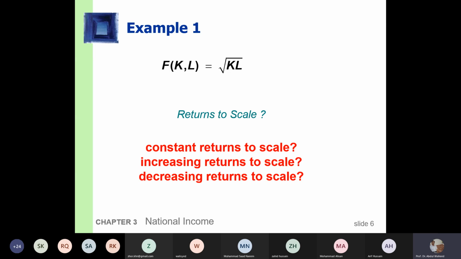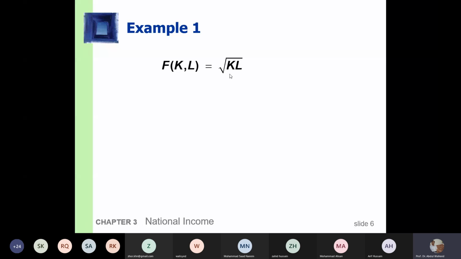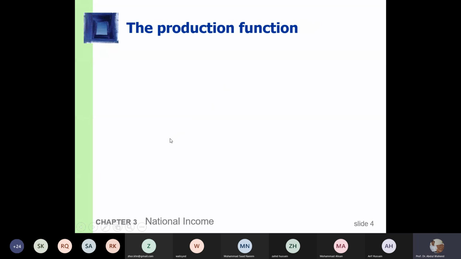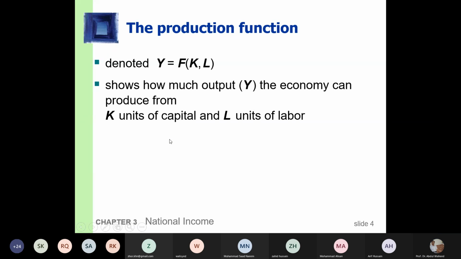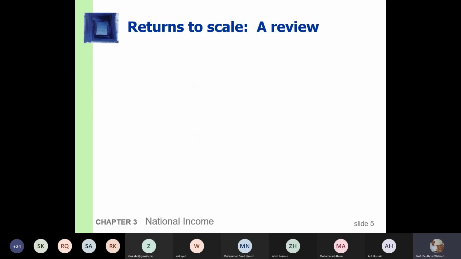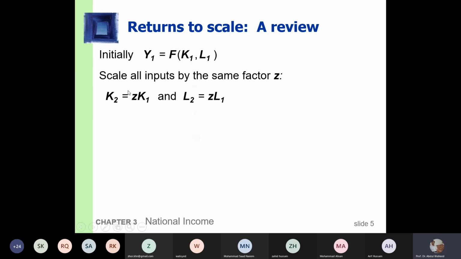Can you hear me? Yes, sir. Is there any answer? In this production function, if we increase K by Z and L also by Z, then what would be the situation? You see here we are increasing all inputs by some factor Z.